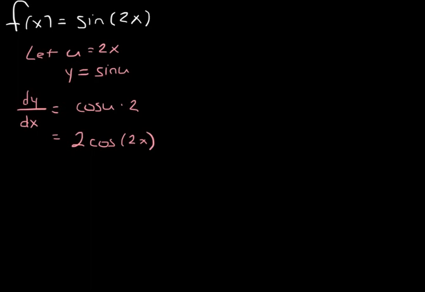Or you can think of it as derivative of outside times the derivative of the inside. So the derivative of sine is cosine, and then we multiply by the derivative of the inside angle, which is 2.